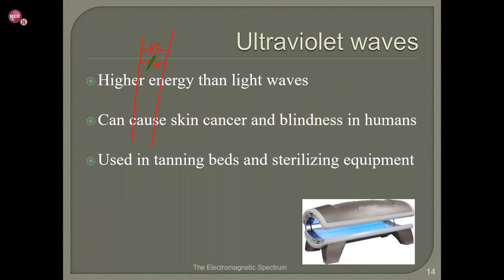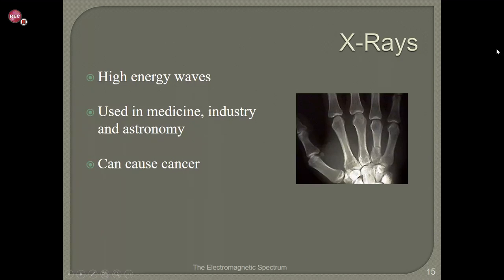All right, ultraviolet waves. They have higher energy than light waves, cause skin cancer and blindness in humans, and are used in tanning beds and sterilizing equipment. So, yeah, we can shine a UV ray over everything and kill all the COVID on it, whatever surface we're shining, along with other microbes that are there. So that's UV rays, which are slightly smaller than visible light.